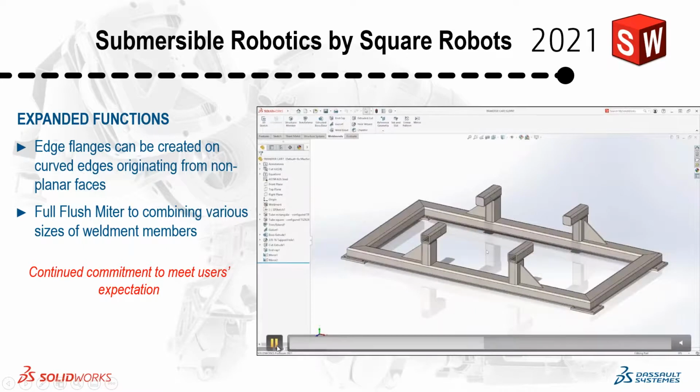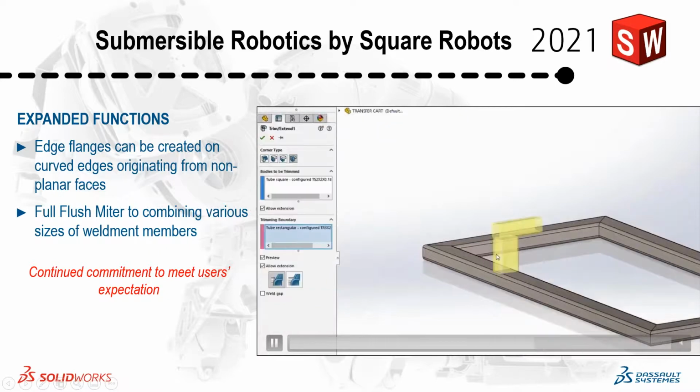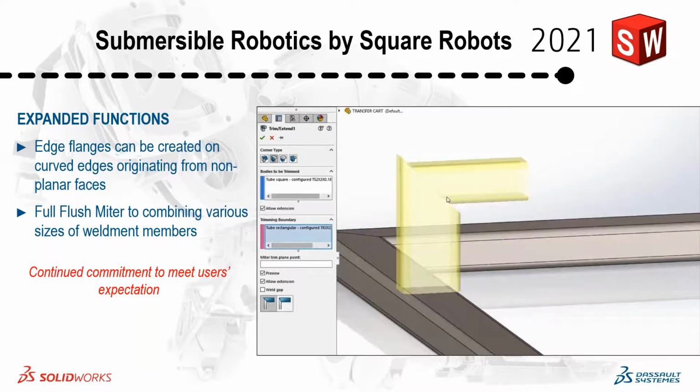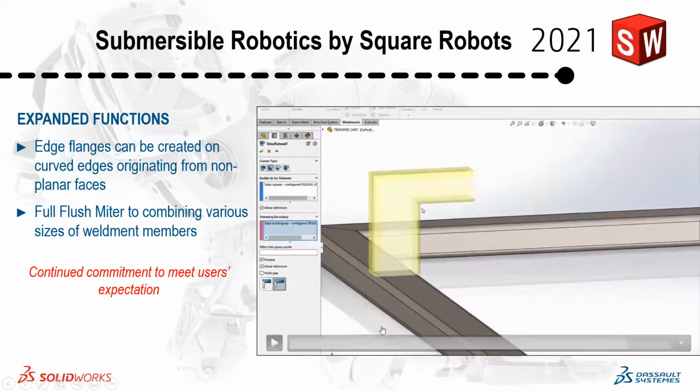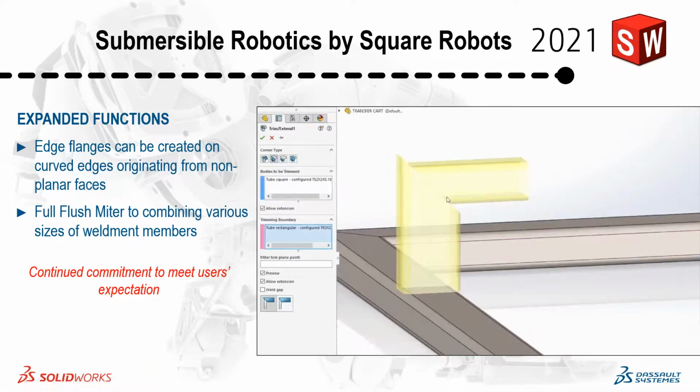So when we are working with a weldment environment, it is very common to use different sizes of weldment members. Usually it's something that we need to really curate to meet our customers' requirements. But physically, as a very experienced welder or engineer, two different weldments can combine together. However, SolidWorks previously could not do this.